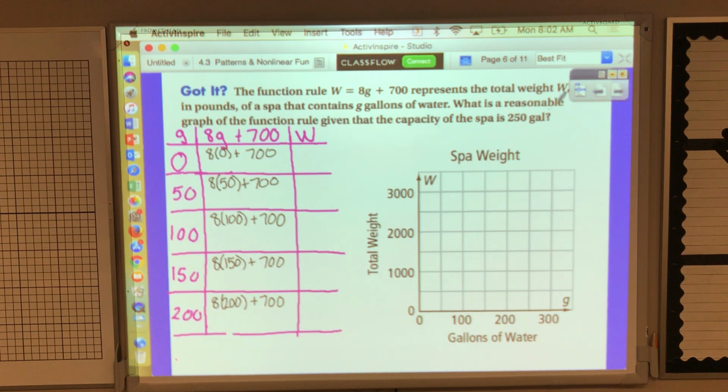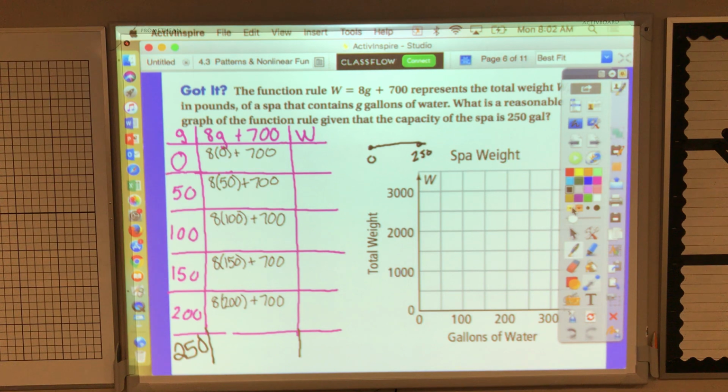But the problem is that there's a capacity total of 250 gallons. So I'm going to make one more, even though I already did 5, of 250, so that I can see where my last point goes. Because that can range from 0 to 250. Which means we're going to have a segment for our graph. We can't go past that point, so I need to know that ending value.